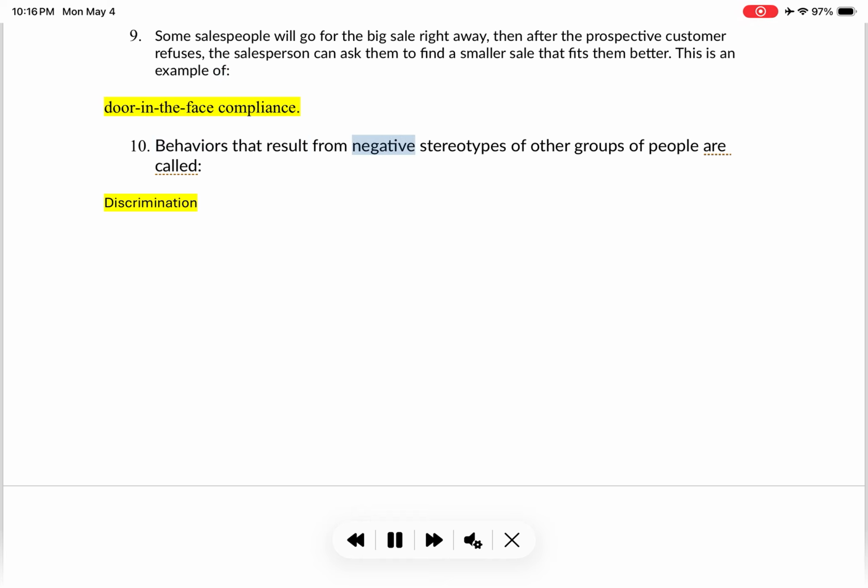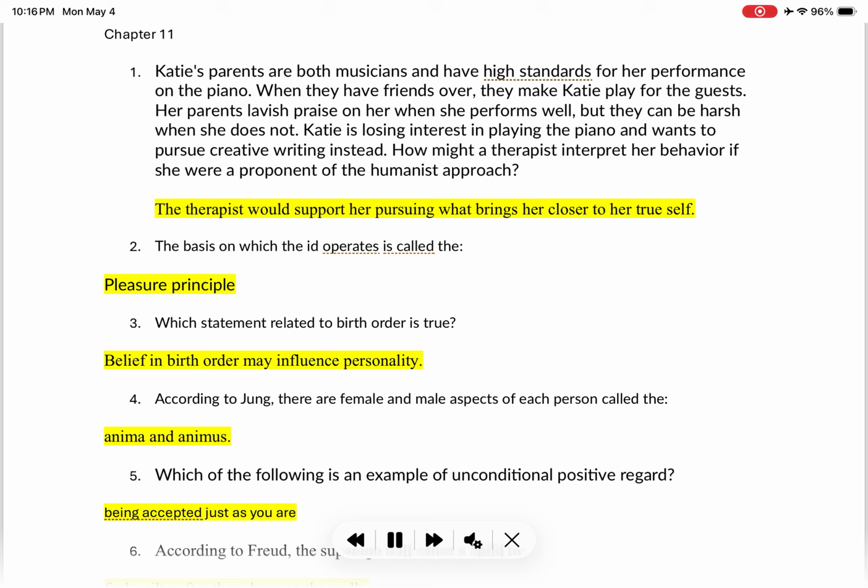Behaviors that result from negative stereotypes of other groups of people are called discrimination. Chapter 11. Katie's parents are both musicians and have high standards for her performance on the piano. When they have friends over, they make Katie play for the guests. Her parents lavish praise on her when she performs well, but they can be harsh when she does not. Katie is losing interest in playing the piano and wants to pursue creative writing instead.